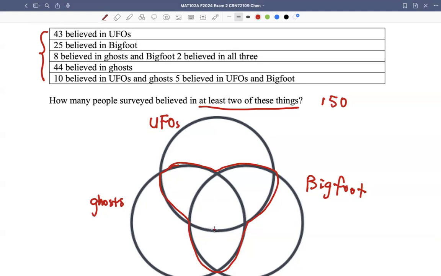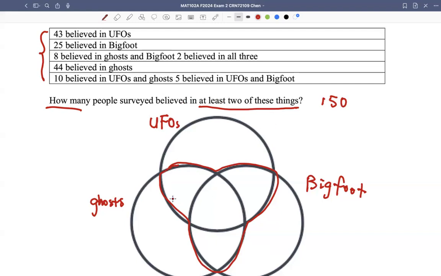So in class, when we did review, we filled everywhere, right? We put the right numbers in every place. So that is for review, because the question could be asked in any way. Once we fill in the right numbers in the right places, we're able to answer all the questions. But for the exam, we want to focus. We don't want to waste any time. We figure out this is asking how many people surveyed believe in at least 2 of these things.